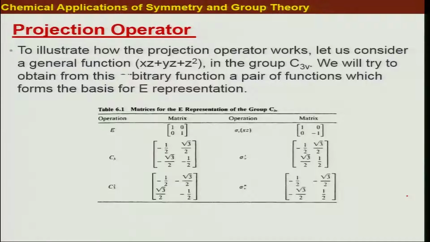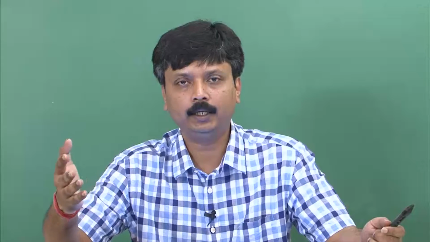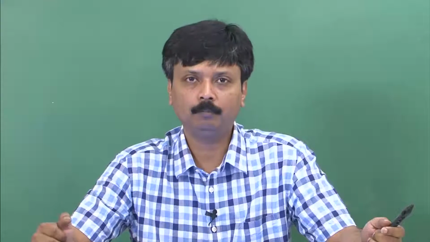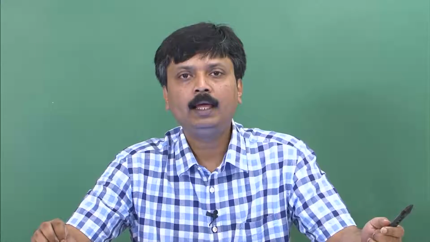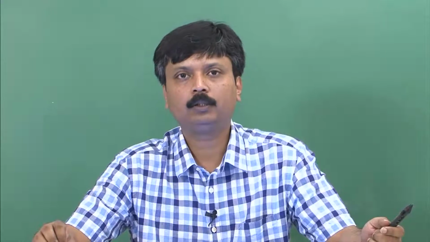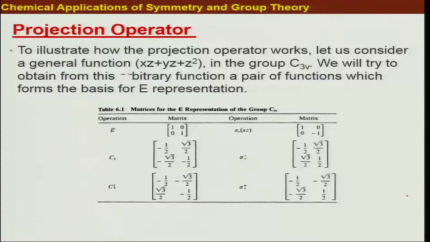Now, how does the projection operator actually work? Okay, so before going into the exact formation of symmetry adapted linear combinations, let's take a simpler example and see how the projection operator helps in finding out which part of any given arbitrary function actually forms the basis for any given irreducible representation. Okay, so here we have an example where we consider the group C3V, and we take an arbitrary function which is xz plus yz plus z square. Okay, so this is any arbitrary function.